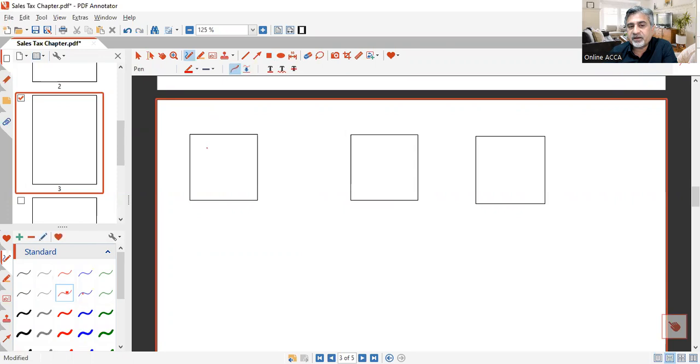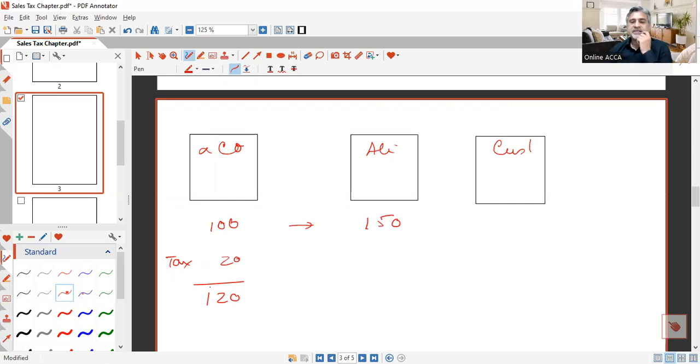we said that Alpha company was there, then Ali was there, and then customer was there. Alpha company said 100 plus 20 VAT. This is your sales tax. And they charged me a price of 120. Then I put my margin on top of that. I made it 150. Then VAT is calculated 20% of 150, which is 30. And I said it is 180. Okay. And this customer, they paid me.